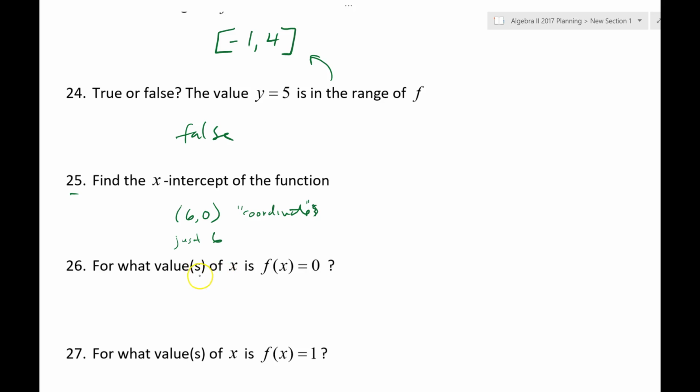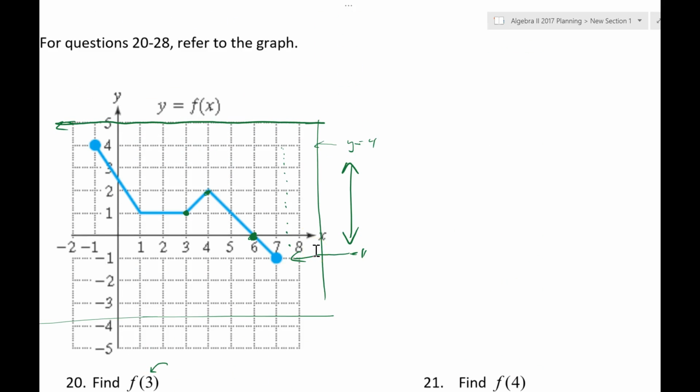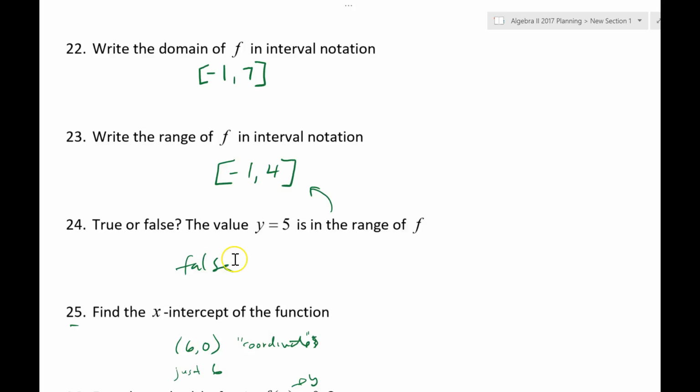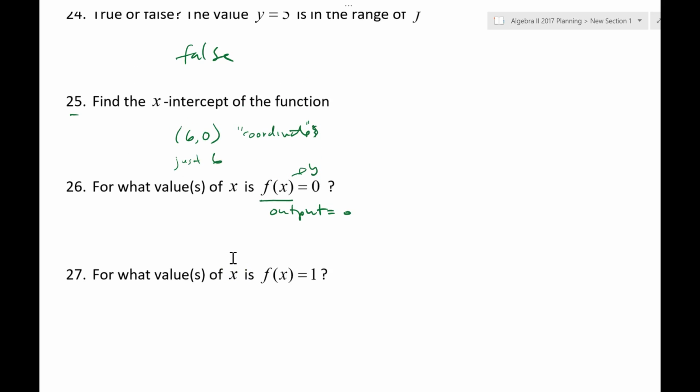For what values of x is f of x equals 0? This is another way of saying where does the output equal 0, or what f of x is also plotted on the y-axis. Look up here where f of x equals 0. This is the output line of 0. Well, it's the same number there. It's x equals 6. That's another way of actually finding the x-intercepts. I talked about that earlier. So x equals 6 is where that occurs. So this is just, again, kind of a similar way of asking the same question.